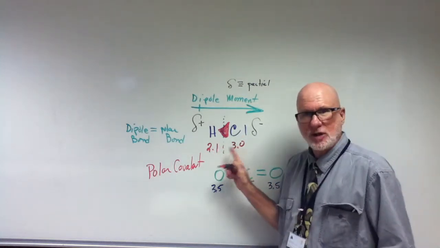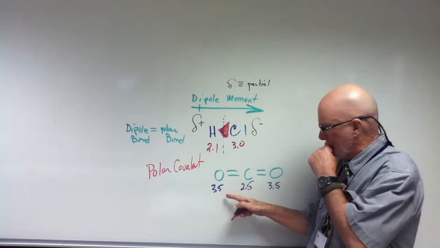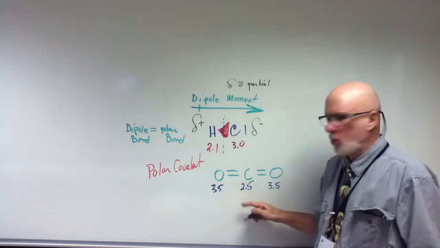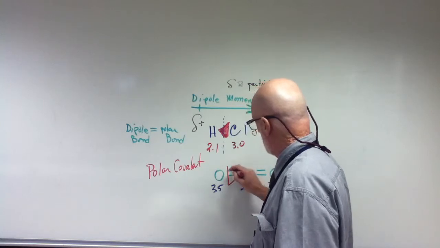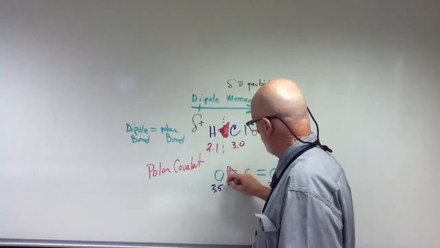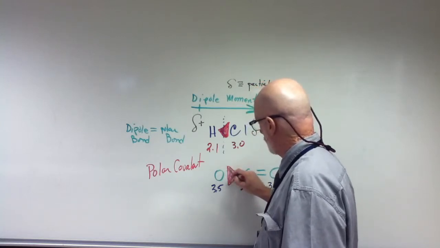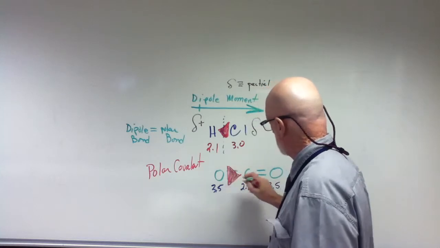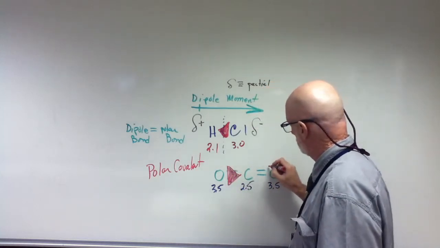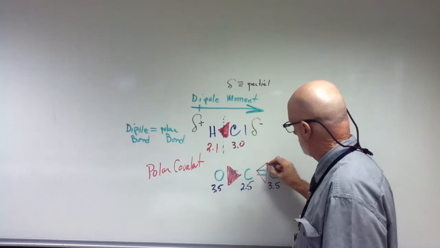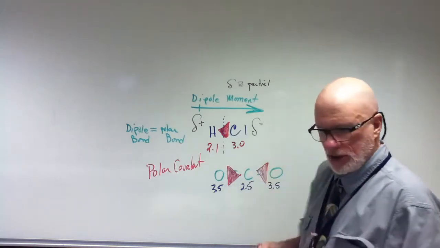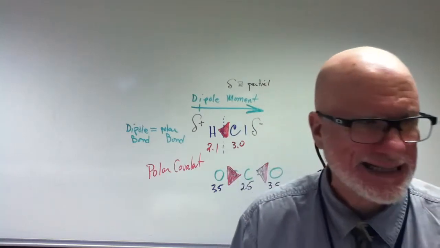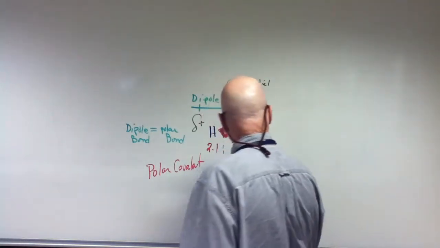So that's a seriously polar covalent bond. Look, the difference is only 0.9. Look at this, it's 1. So wouldn't you say that this is very, very extremely polar? Yes or no? So you have these gigantic dipoles.